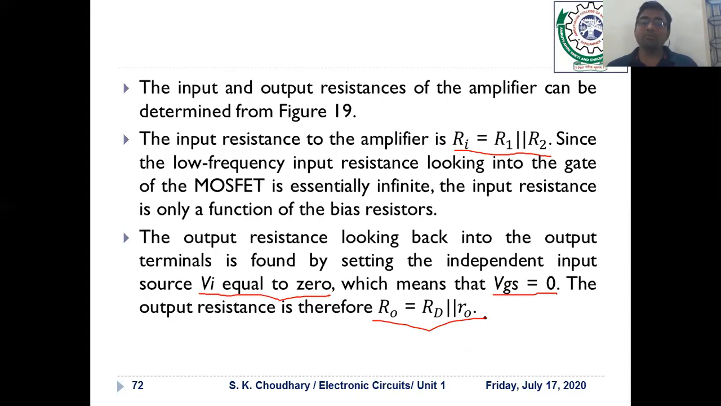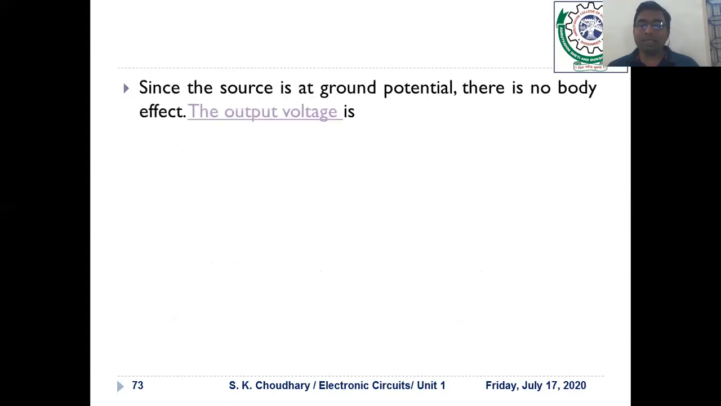Now we are going to move to how to calculate the voltage gain of this amplifier. This is the main objective of the analysis of any amplifier. For that purpose, first of all, we write the equation of output voltage, then input voltage, and take the division of output upon input, that is the voltage gain. As we know, the source is at ground potential, so there is no body effect. So the output voltage would be V0 equals minus gm VGS (r0 parallel RD).